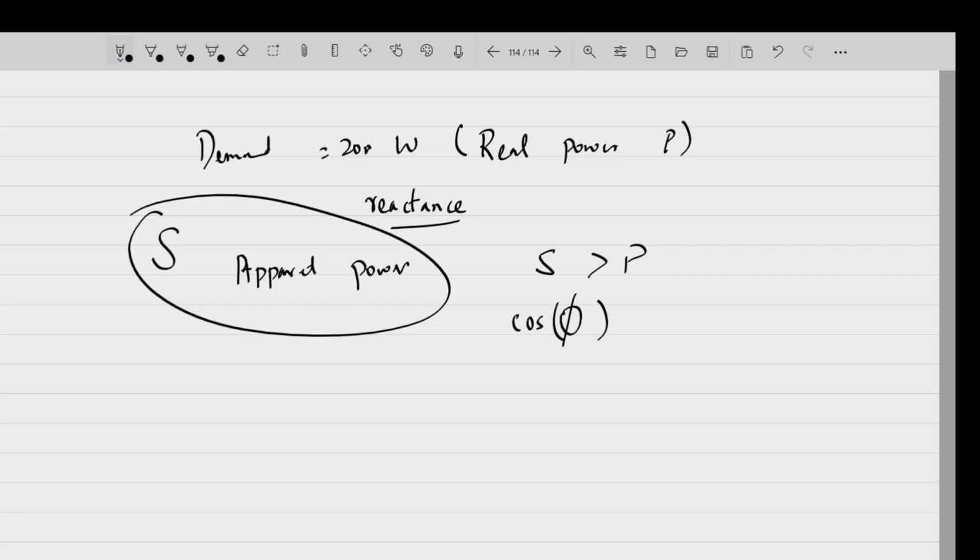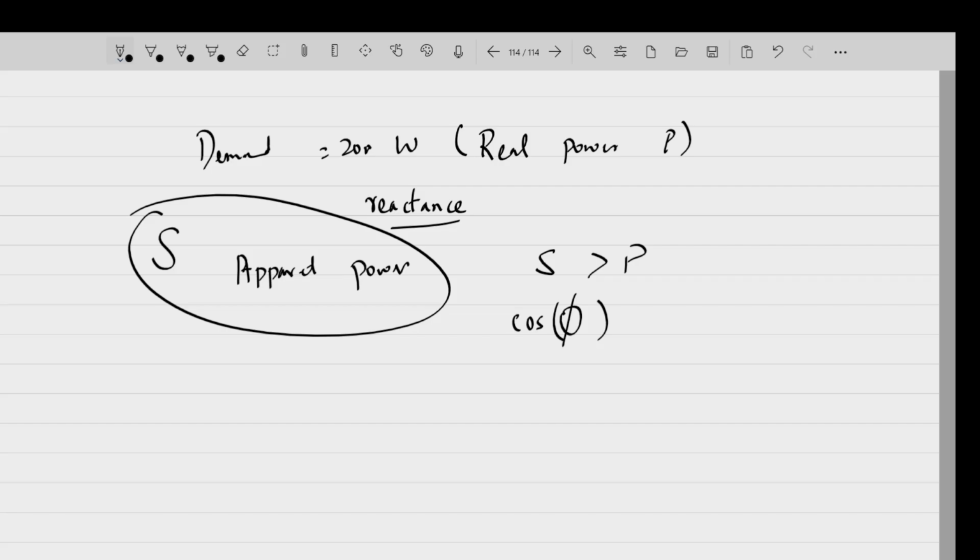Power factor जितना जितना कम होगा from unity, if cos phi is equal to 1, that means your load is resistive. But if your cos phi is moving towards 0, that means your load is more and more reactive in nature. So to meet that, your power provider has to actually supply you with more and more S, that is the apparent power.